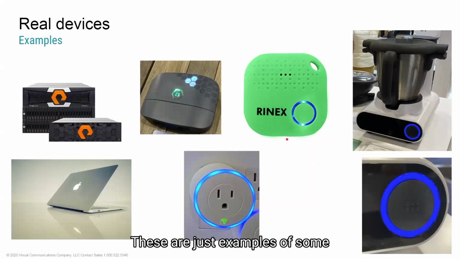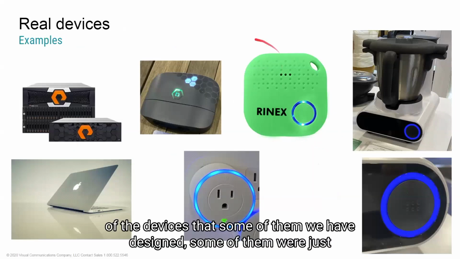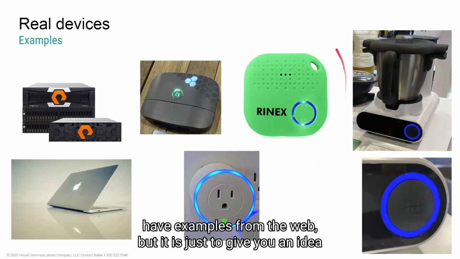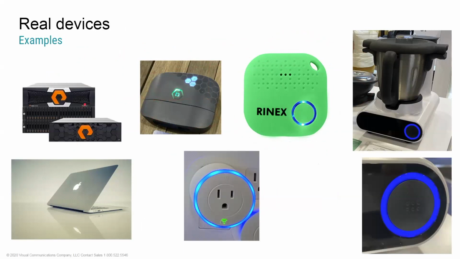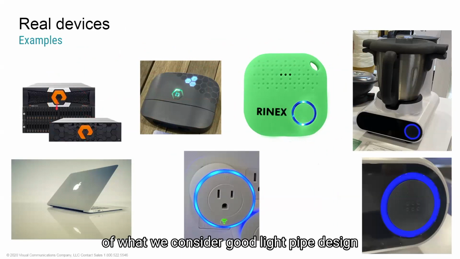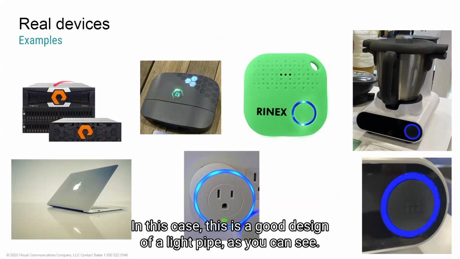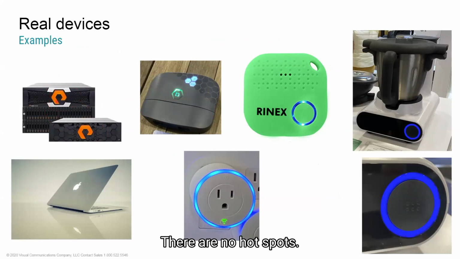This is just an example of some of the devices, some of them we have designed, some of them we just have examples from the web, but this is just to give you an idea of what we consider a good light pipe design. In this case, this is a good design of a light pipe. As you can see, there are no hot spots.